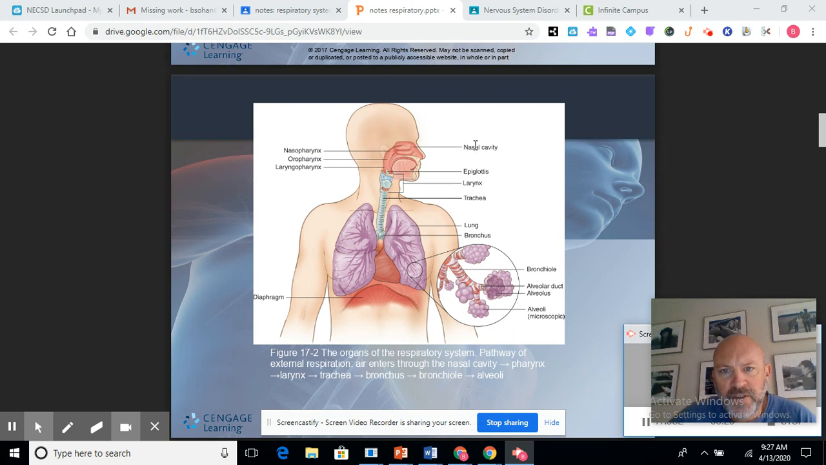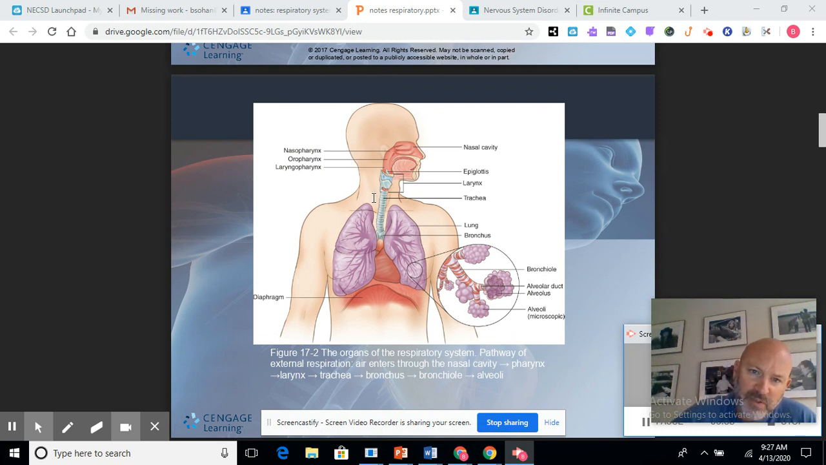Just another look at the nasal cavity. We could kind of divide the pharynx or the throat into three parts. Remember, the throat or the pharynx is a common passageway for not only air, but also for food. Which is why this epiglottis is important, because the epiglottis, when we swallow food, prevents the food from going down the trachea and diverts it towards the esophagus.